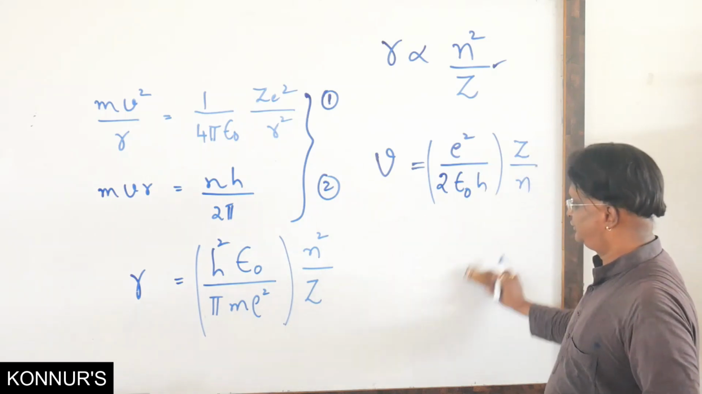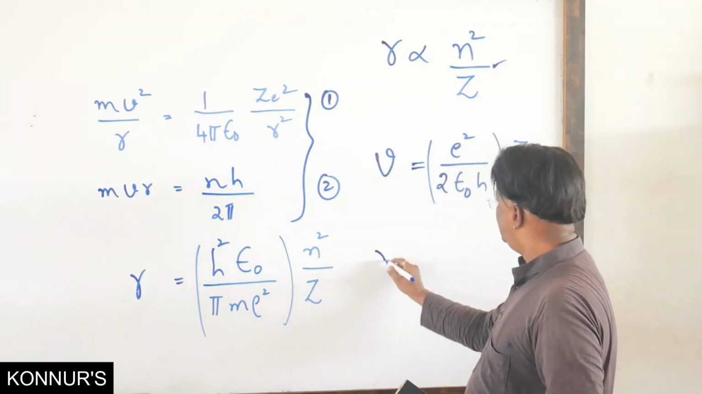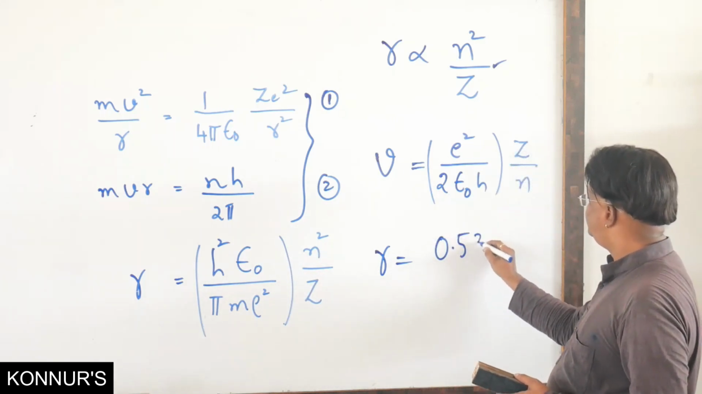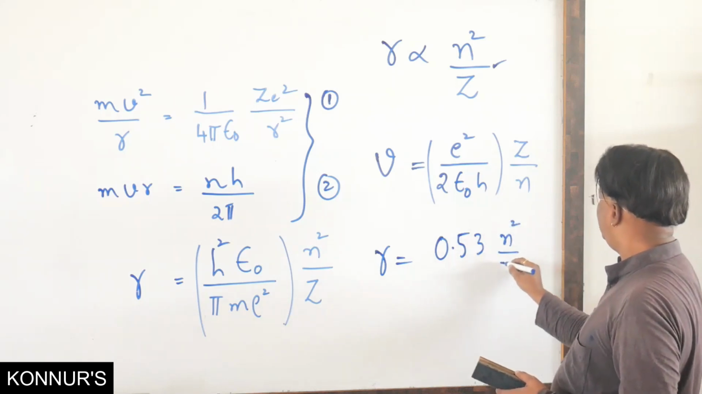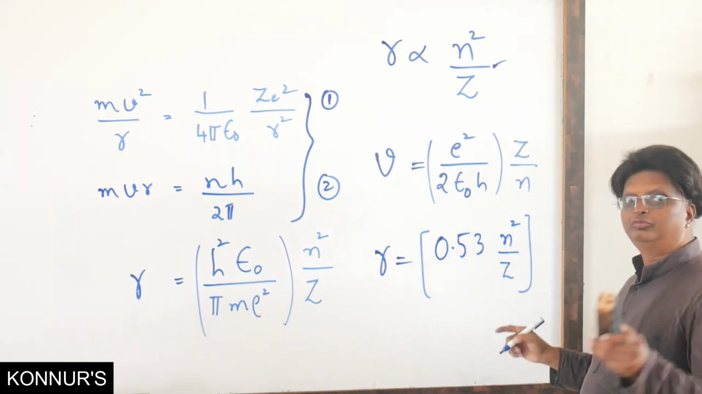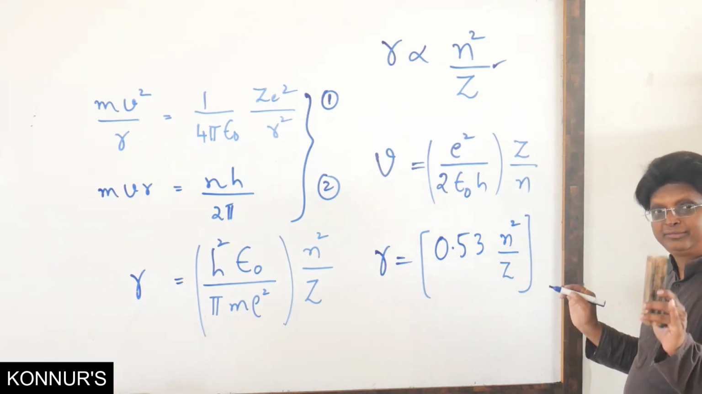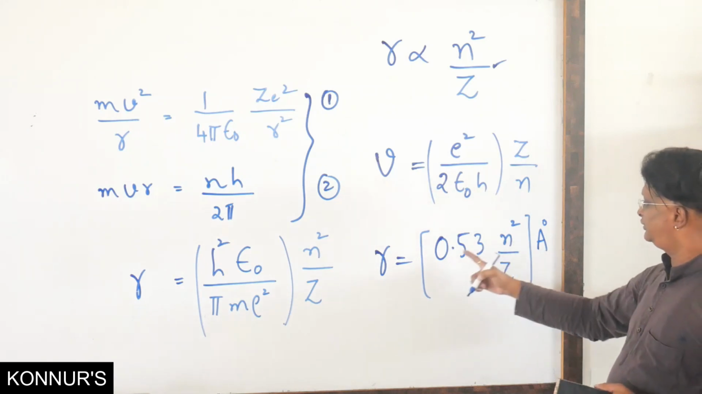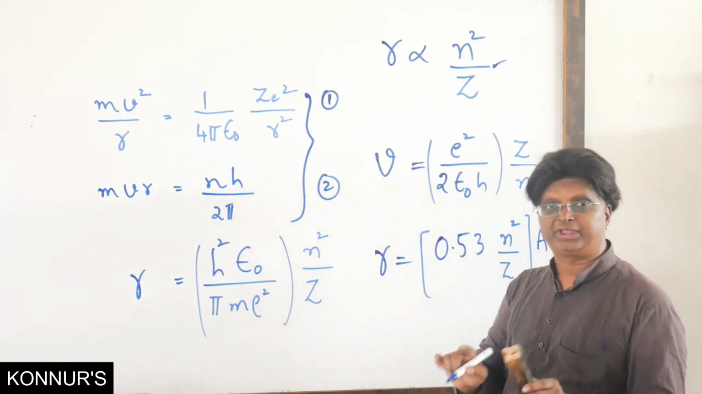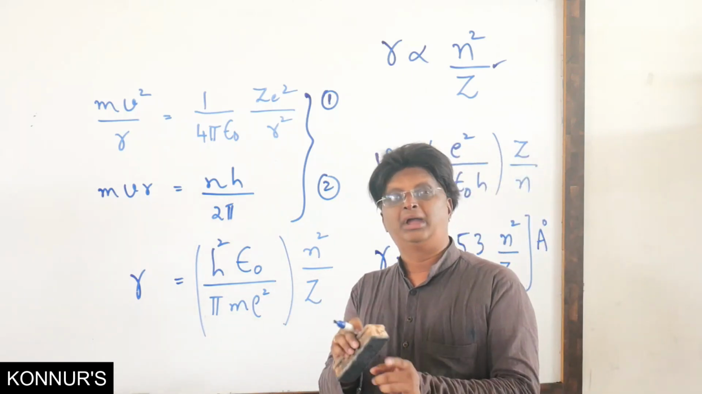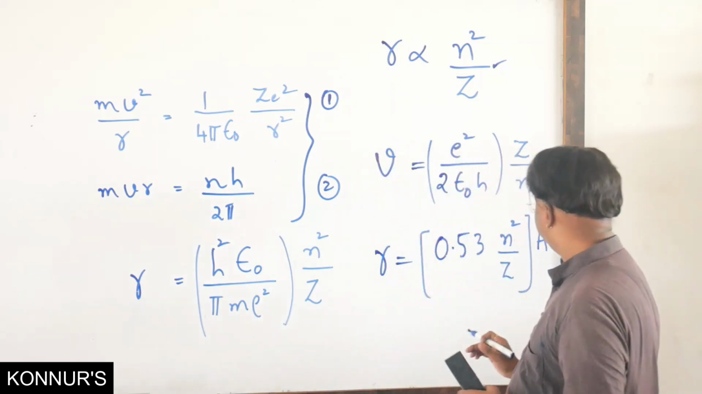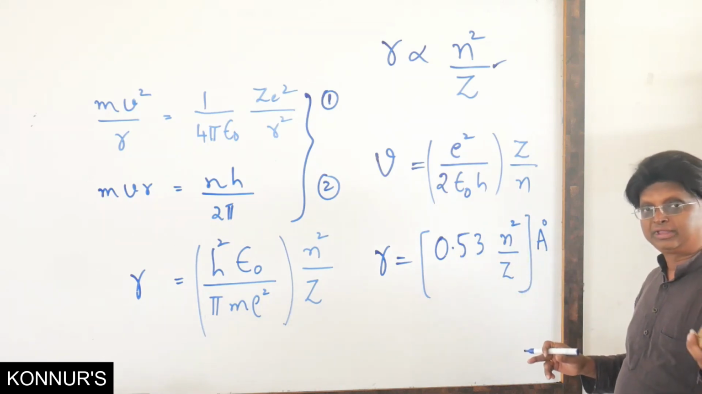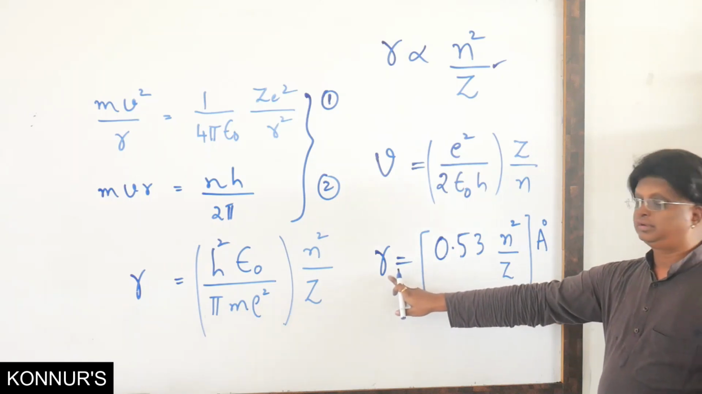What is that expression? This radius r is equal to, if you substitute all those values, 0.53 times n squared by Z. For a particular value of n and Z we will substitute, and the answer is directly in angstroms. Suppose n is equal to 1, then we get 0.53 angstroms, that is 0.53 into 10 raised to minus 10 meter, or 10 raised to minus 8 centimeter. So this is 0.53 angstroms for n equal to 1. Similarly, for a given value of n and Z, we can easily calculate the values of r.